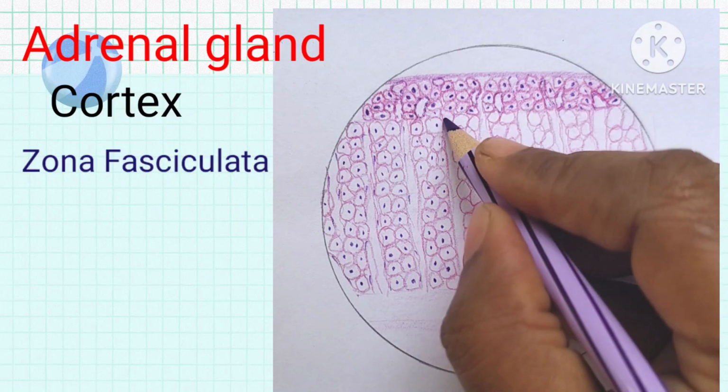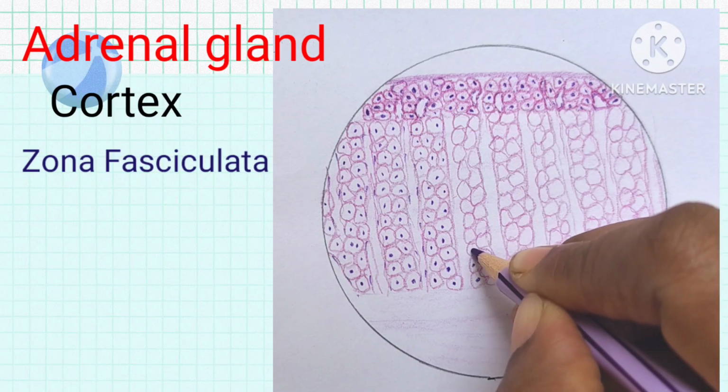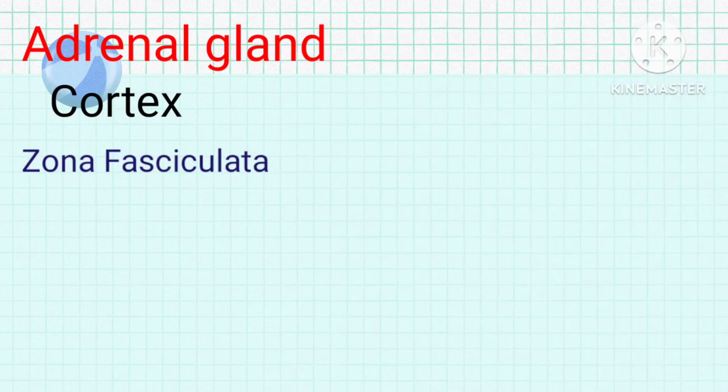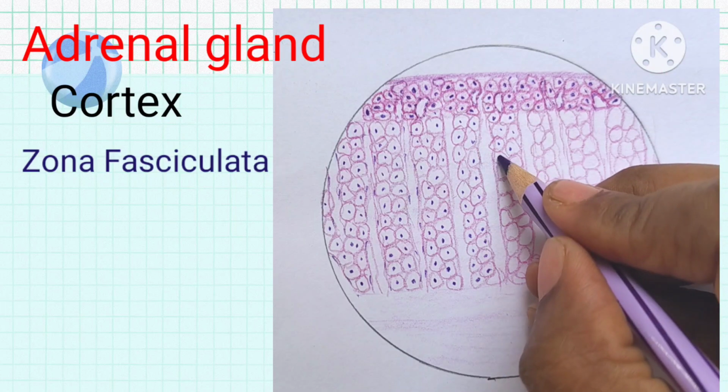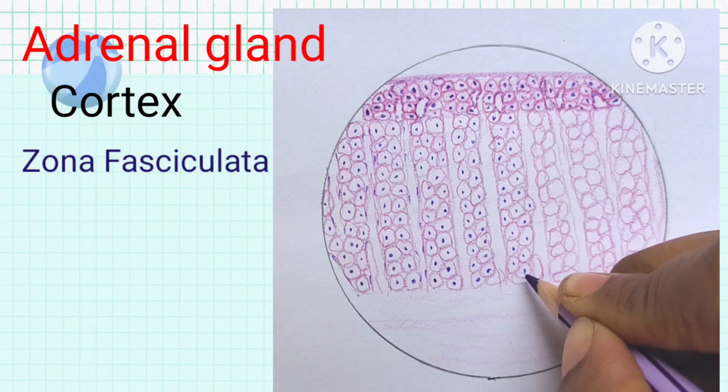So a round nucleus in the center, and endothelial cells with a flattened nucleus. So this is zona fasciculata.